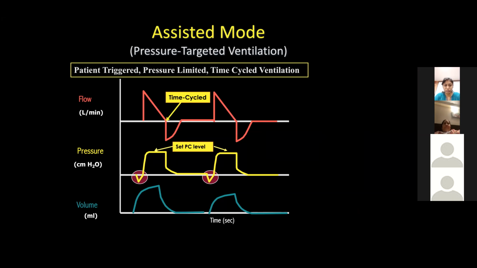And there is a trigger in the pressure waveform, so it is assisted. Pressure assist ventilation. Understood, Nisha? Yes, sir. Anbumani, any doubts? No, sir.